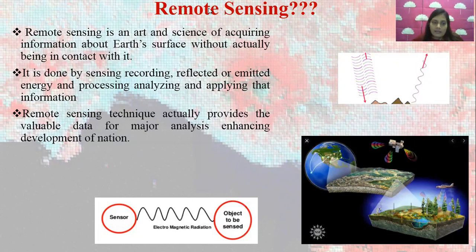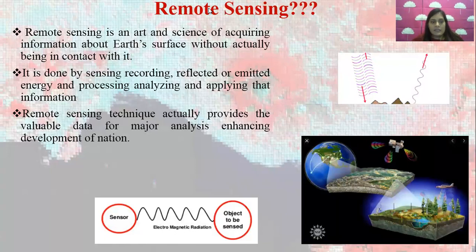We have already discussed the artificial process in the previous slide, and the natural process. But you have to remember technical terminologies to explain technically what remote sensing is, right? So here the important words are: it is done by sensing, recording, reflected or emitted energy, and processing, analyzing, and applying that information, right? The words reflected, recording, and emitted energy are important.